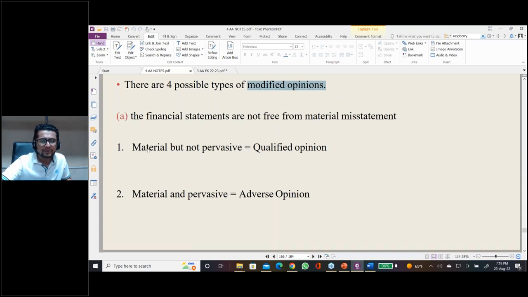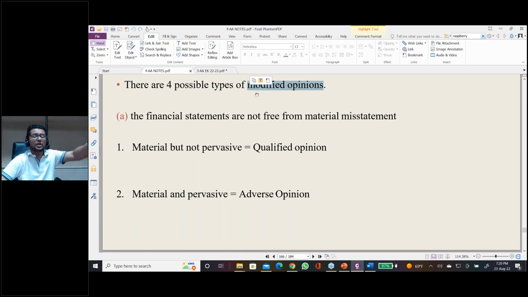Four possible types. This is one, this is two, but one and two are under the umbrella called the financial statements are not free from material misstatement. Now, as an auditor, you will evaluate whether the misstatement is immaterial, whether it is material, or whether it is material and pervasive. If the misstatement is not material at all, you cannot modify your opinion. So let it go, note it somewhere and let it go.